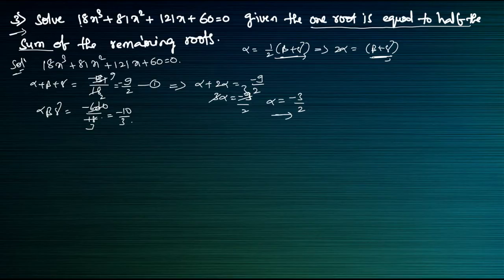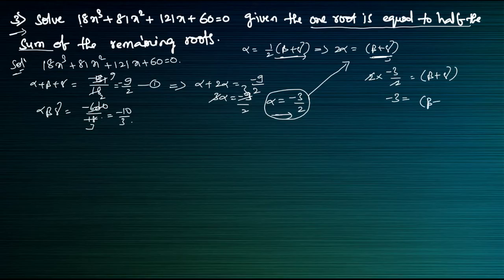So I will take this minus 3 by 2 into the equation, so it will become 2 into minus 3 by 2 is equal to beta plus gamma. The 2s will cancel, minus 3 is equal to beta plus gamma. So beta plus gamma is equal to minus 3. Here beta gamma also we will find.